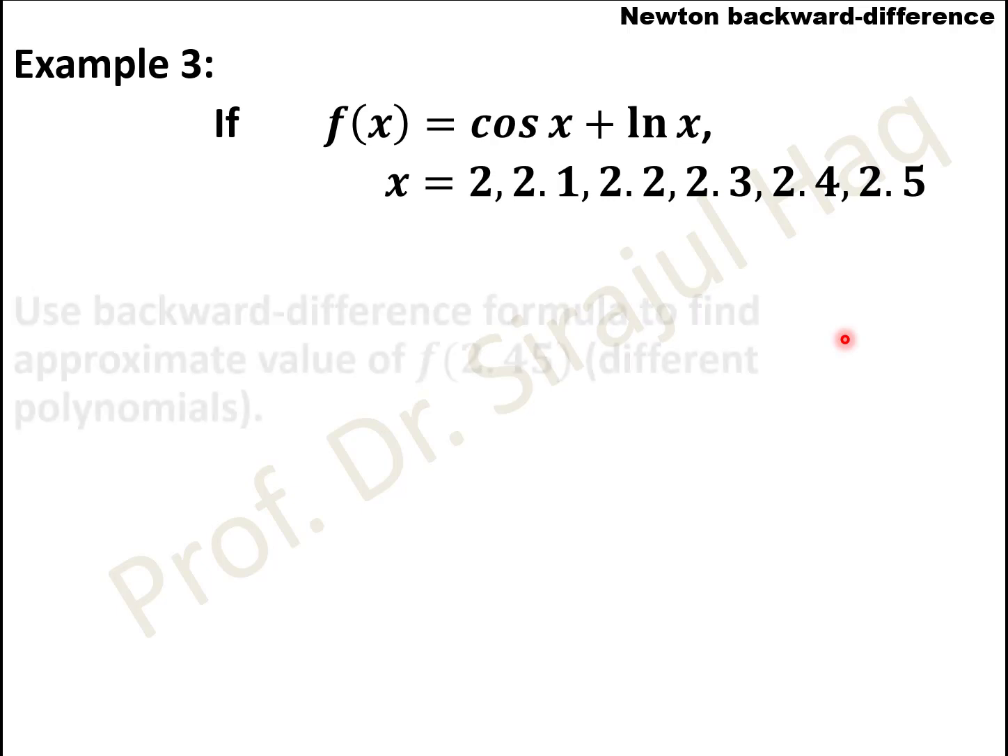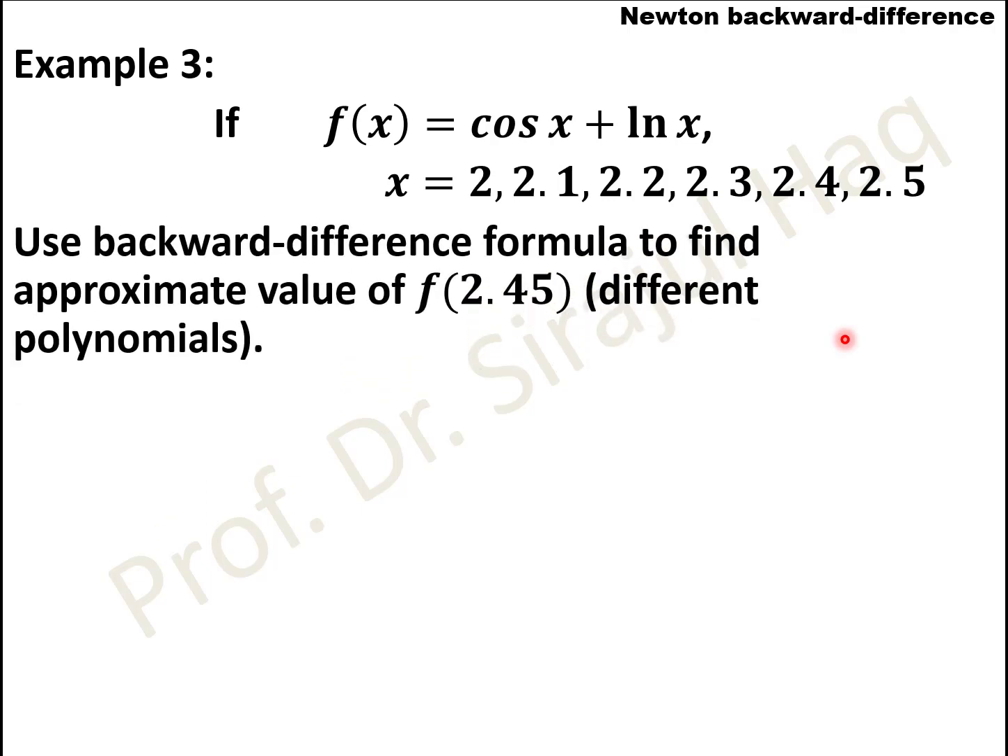What is the target? The target is to find the approximated value of the function at x equal to 2.45. Using the backward formula, I said different polynomials, which means that I have to use the polynomial of degree 1, 2, 3, 4, and 5. Why am I reaching up to 5? Because there are 6 data points. So the highest degree polynomial will be a polynomial of degree 5.